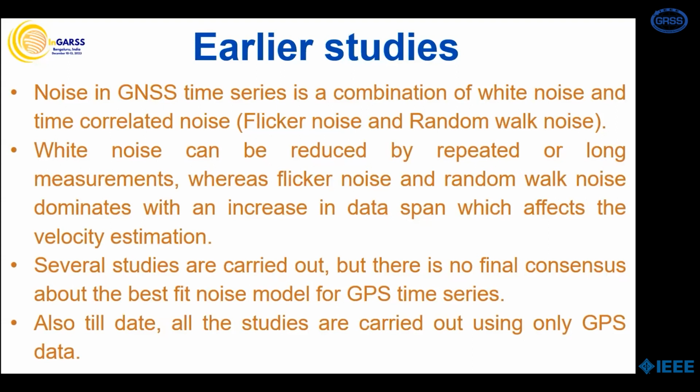White noise can be reduced by repeated or long measurements, whereas flicker noise and random walk noise dominate with an increasing data span. Several studies have been carried out, but there is no final consensus about the best fit noise model for the GPS time series.